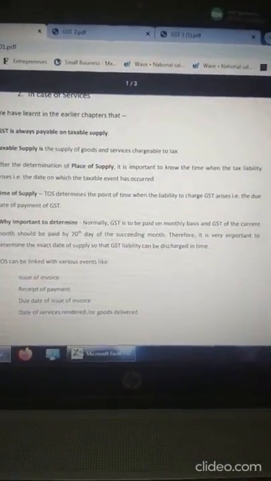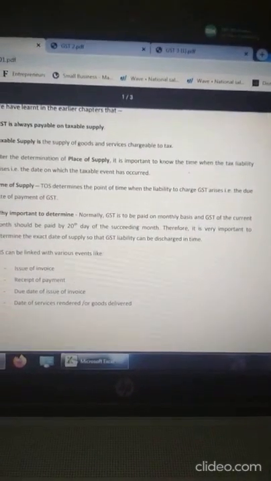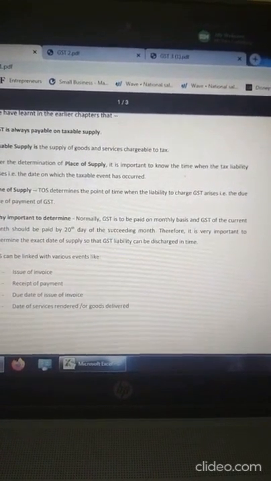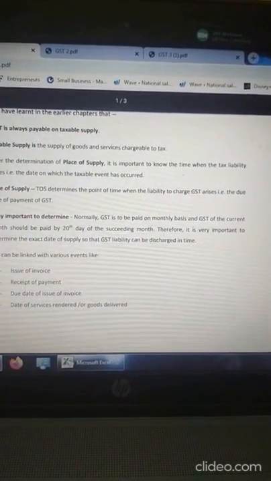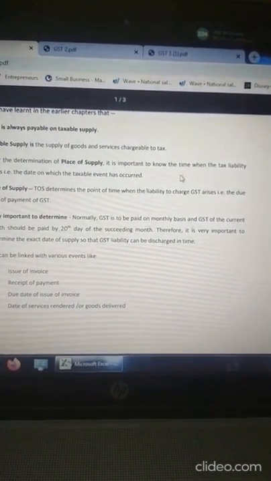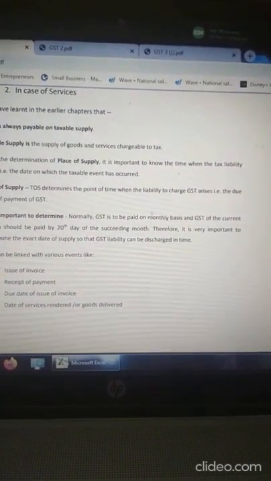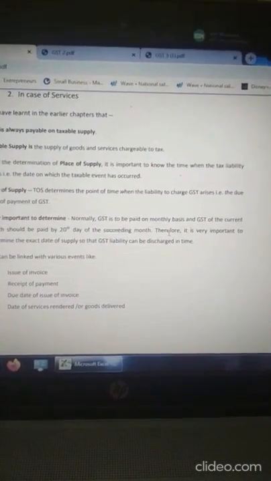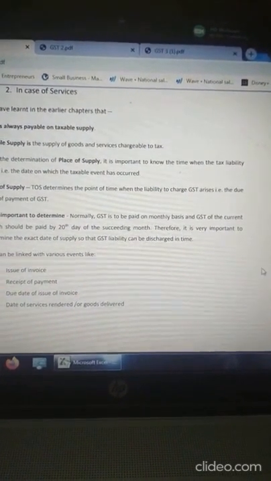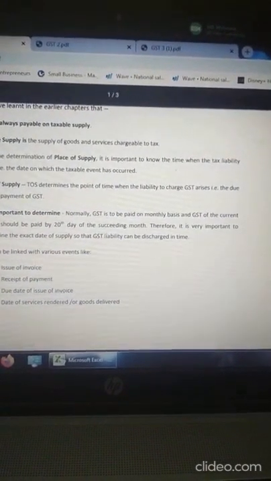So we'll start with the first part. As we have learnt in the earlier chapters, GST is always payable on the taxable supply. Taxable supply is the supply of goods and services chargeable to the tax. After determining the place of supply, it is important to know the time when the tax liability arises. That is the date on which the tax event has occurred. Time of supply determines the point of time when the liability to charge GST arises, that is, the due date of payment of GST to the government.